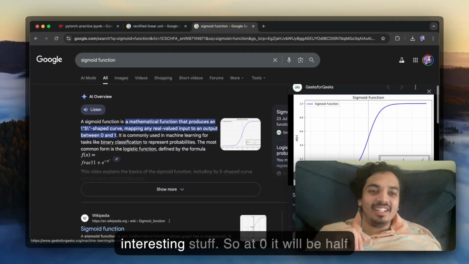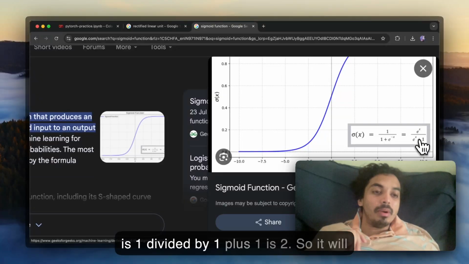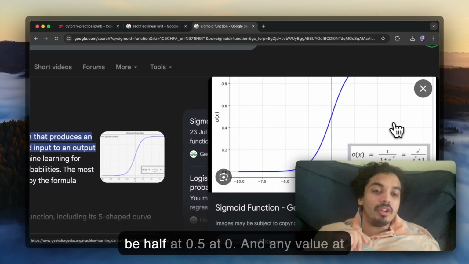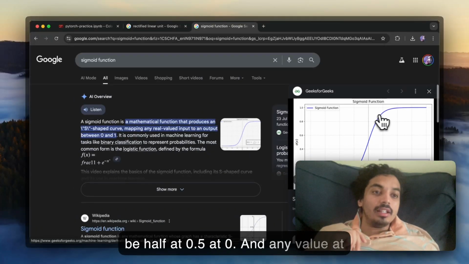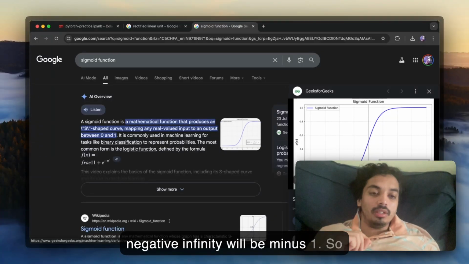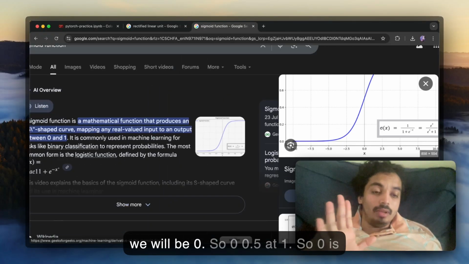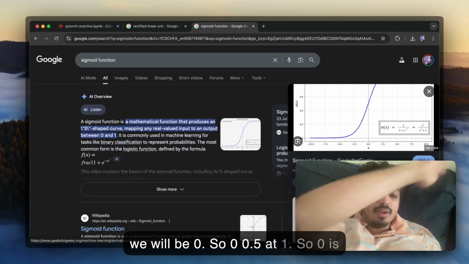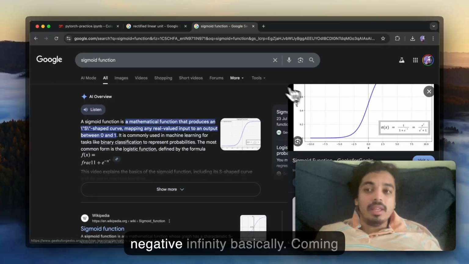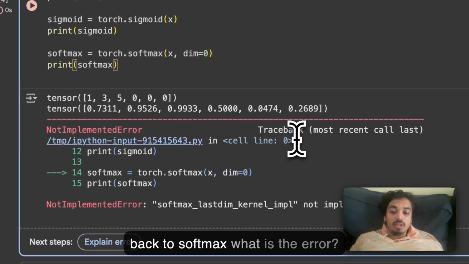Very interesting stuff. At 0, it will be half, because e to the 0 is 1, divided by 1 plus 1 is 2, so it will be 0.5 at 0. Any value at infinity will be 1, and any value at negative infinity will be, sorry, 0. My bad. So 0, 0.5, and 1. So 0 is negative infinity, basically.